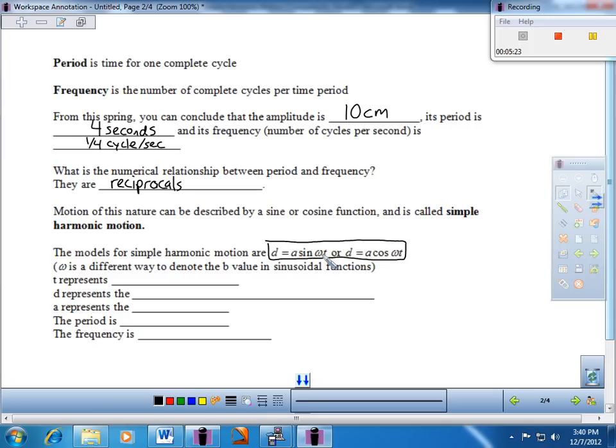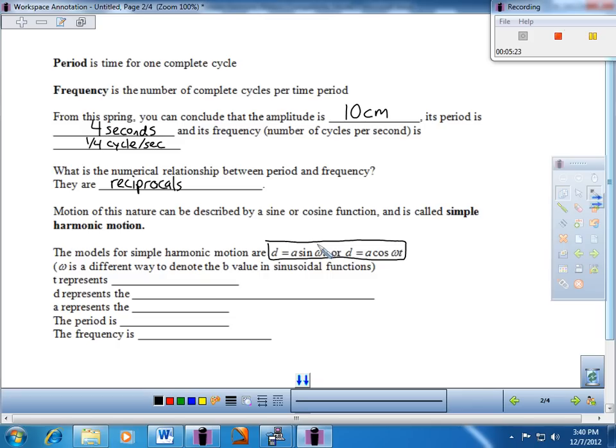Remember that lowercase omega from way back when we talked about circular motion? There it is coming up again. And that's just another way to talk about the b value. That omega, if you remember correctly, dealt with the angular speed. And the angular speed and the b value in our sinusoidal function are identical. So in this case, we're using the angular speed as a different way to denote the b value. Essentially, it is just b. Okay, well, let's go for it.